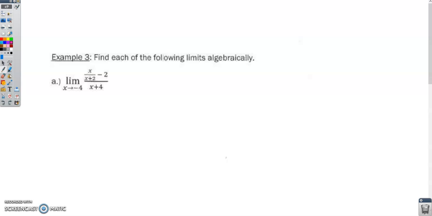So let's start with part A. We're finding the limit as x goes to -4 of the quantity x over x plus 2 minus 2, all of that over x plus 4. If we do a quick mental substitution with -4 in here, we get -4 over -4 plus 2, so -4 over -2, which is positive 2, minus 2. So the numerator is going to be 0, and of course it's pretty clear that the denominator is 0 as well. So this leads to 0 over 0, an indeterminate form.